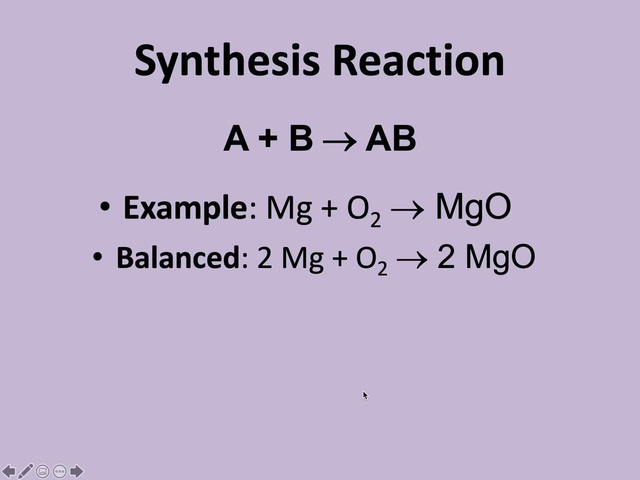So when we add 2 moles of magnesium to 1 mole of oxygen, we end up with 2 moles of magnesium oxide. And you can see we have 2 magnesiums here, 2 magnesiums here, 2 oxygens here, and 2 oxygens here. It does not matter that this is a subscript and this is 2 oxygens in the compound. I'm just happy we have 2 of each on both sides.